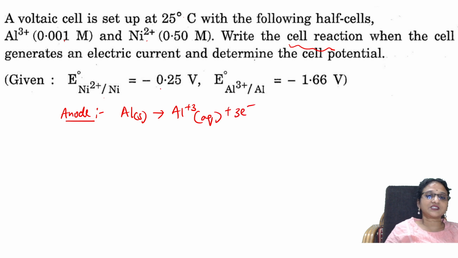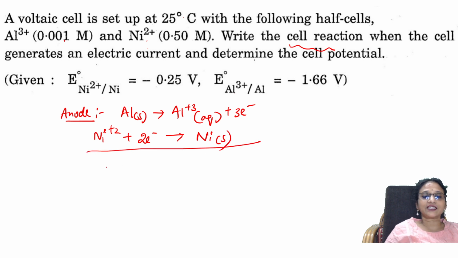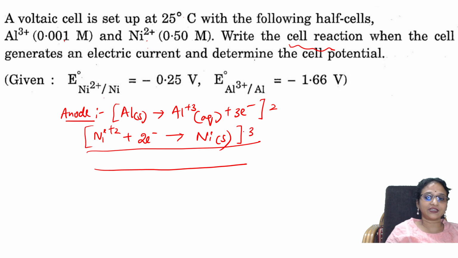Perfect. Then what is happening? Nickel is going to accept 2 electrons from aluminium and form nickel solid. Correct. Now the electrons should get cancelled, so I am going to multiply this whole thing with 2 and this whole thing with 3. So the electrons get cancelled. What is left out?